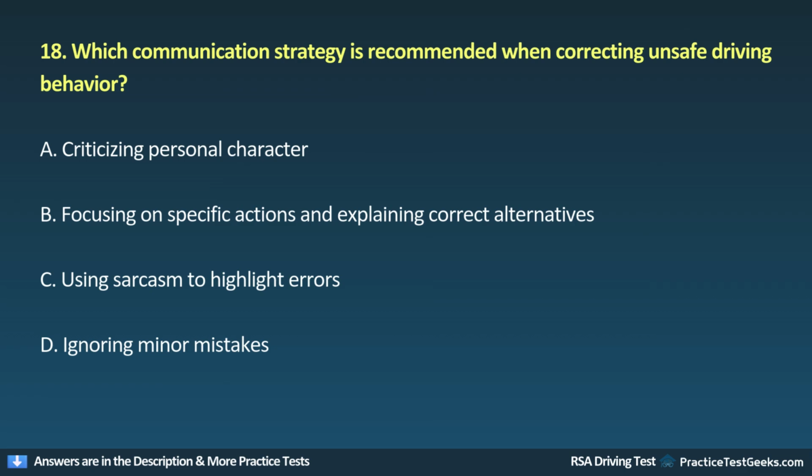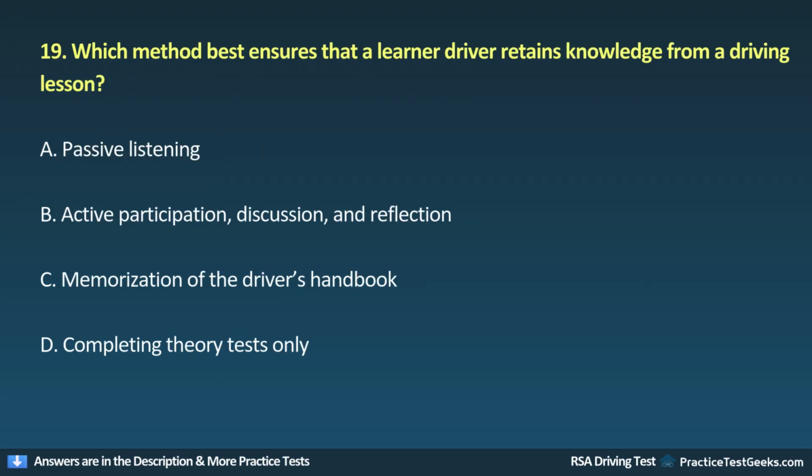18. Which communication strategy is recommended when correcting unsafe driving behavior? A. Criticizing personal character. B. Focusing on specific actions and explaining correct alternatives. C. Using sarcasm to highlight errors. D. Ignoring minor mistakes.